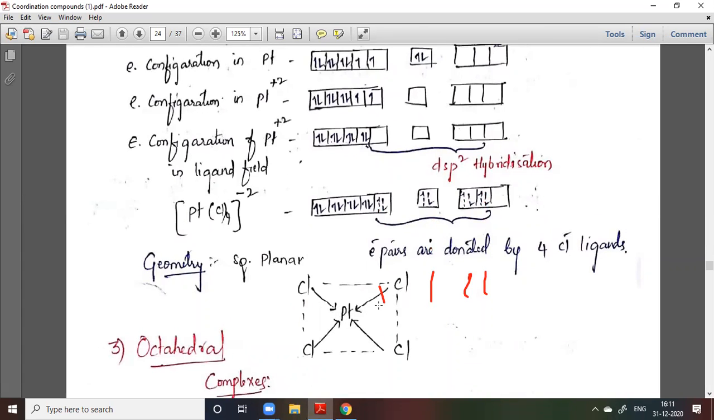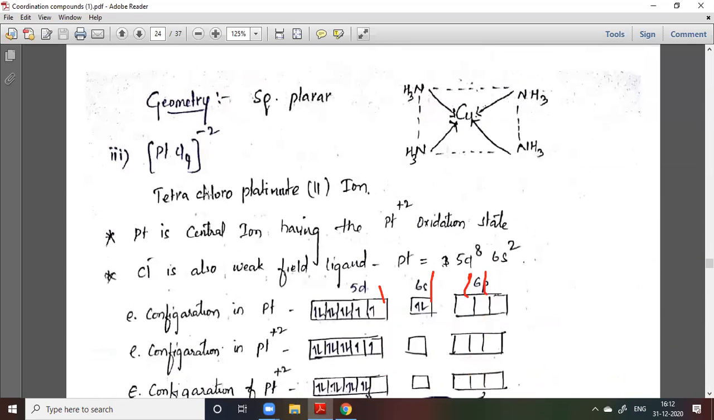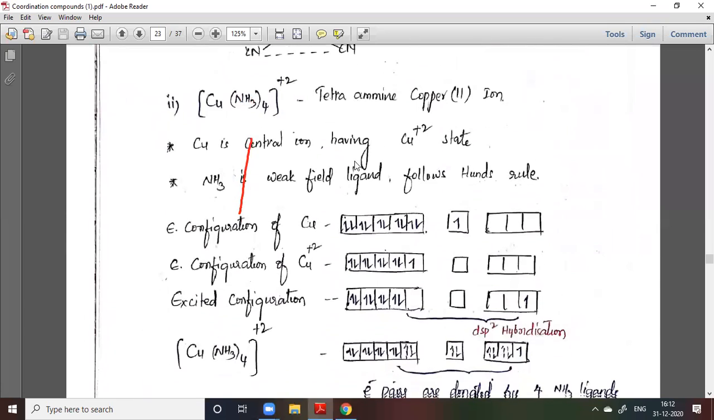So that is a tetrachloroplatinate(II) ion. The name of this complex will be tetrachloroplatinate(II) ion, tetrachloroplatinate because it is an anionic complex. So like this you have to know the geometry of each complex. Now let us understand another example.